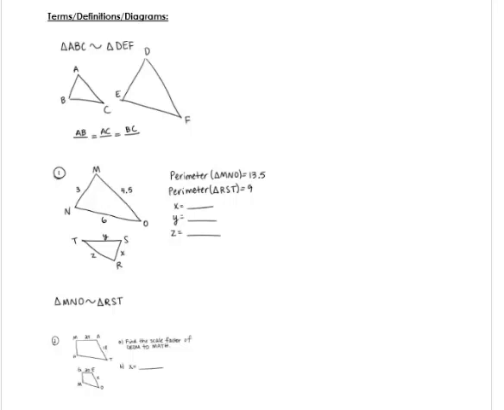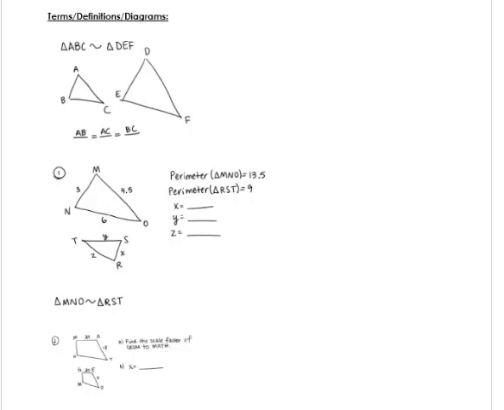The point of today's lesson is to talk about the relationship between the sides of similar triangles and the perimeter of similar triangles. We know from the past few sections that if two triangles are similar, then their corresponding sides are proportional. It turns out that in addition to their corresponding sides being proportional, their perimeters have that same ratio.